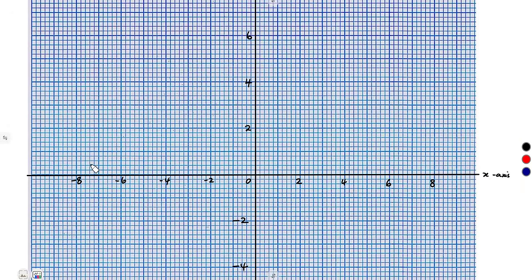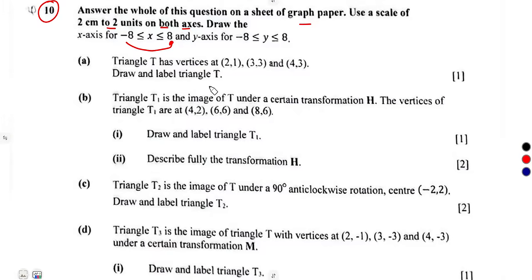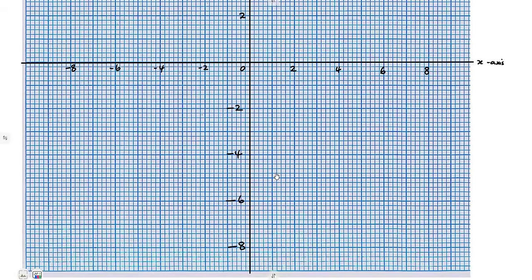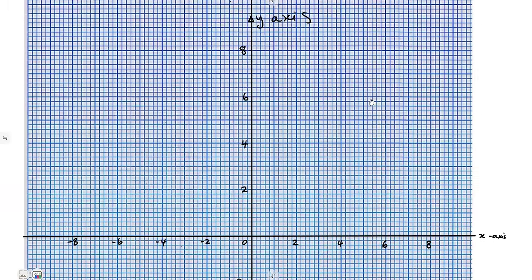All right, so for x, from -8 to +8, 2 centimeters, 2 units, all right? Then y from -8 to 8 again. So for the y values, from what? From -8 going up to 8. So this is going to mark up the y-axis, all right? So we are going to have this one as our y-axis, all right?